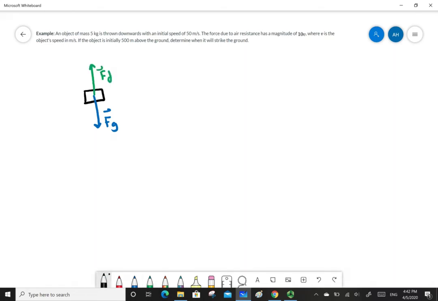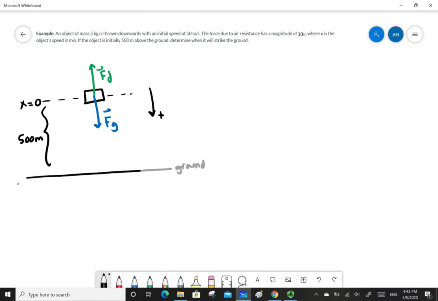We also get to choose which direction we want to be the positive direction and at what height we want to be height 0. You can do whatever you want as long as you're clear and consistent. I'm going to make down the positive direction because I like to make the direction of motion the positive direction whenever I can, and I'll choose height x equals 0 to be the initial height of the object. Since the object starts 500 meters above the ground, that makes the ground x equals 500.